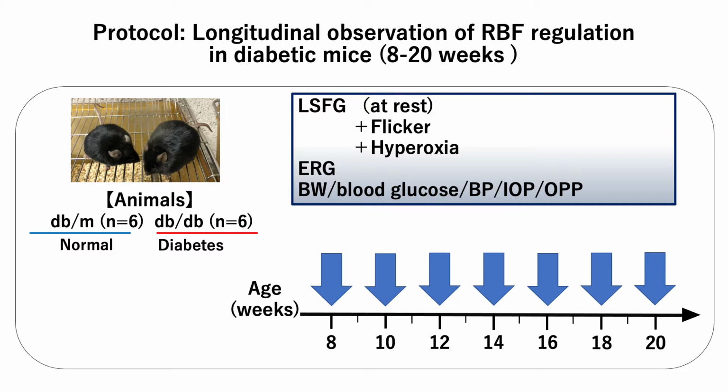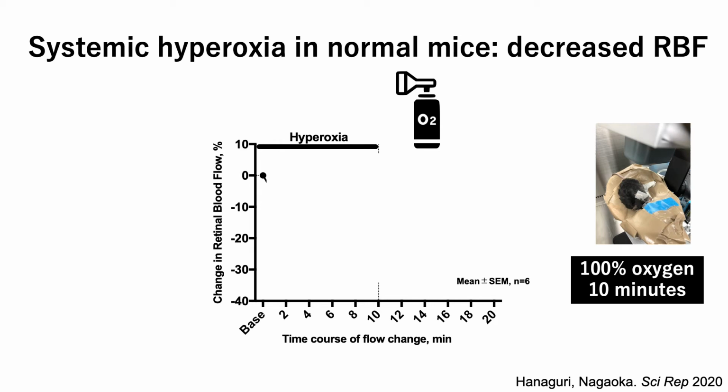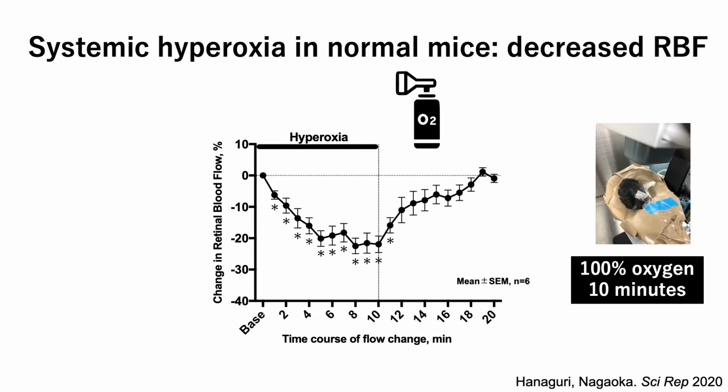We measured the retinal blood flow and other parameters in db/db diabetic mice and db/m control mice every 2 weeks from 8 to 20 weeks of age. To evaluate the retinal blood flow regulation, we performed 2 provocations, systemic hyperoxia and flicker stimulation. We previously confirmed using normal mice that systemic hyperoxia induced by inhalation of 100% oxygen caused the retinal blood flow to decrease.